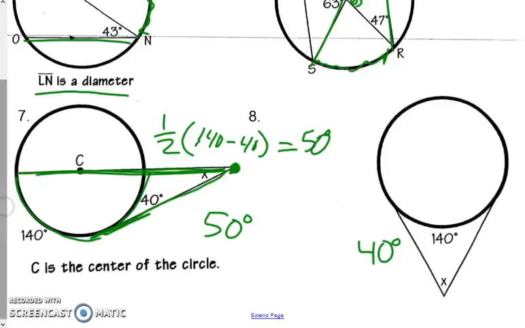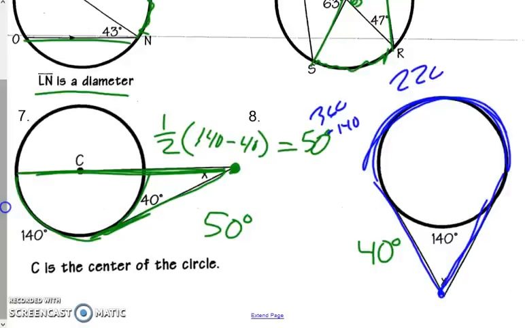For this last one here, we have 2 tangents, because they're both just touching. And our vertex is outside the circle, so it's going to be 1/2 the difference. If this arc is 140, that arc has to be 360 minus 140.